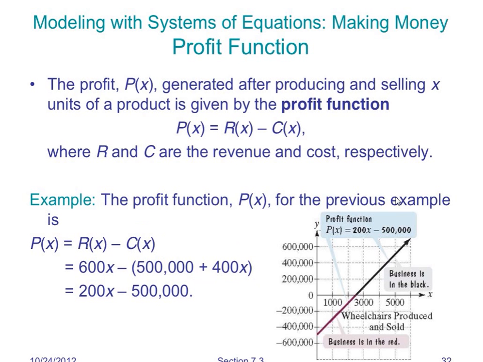So if we graph that function then, and let's say we make 5,000 wheelchairs, we can expect a profit of about $500,000.